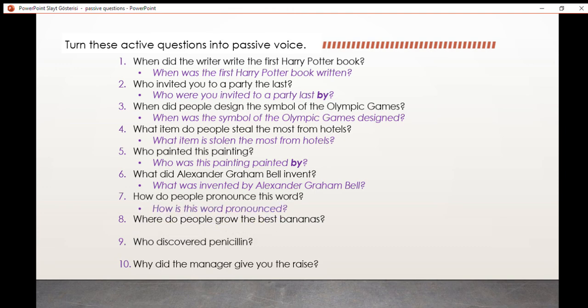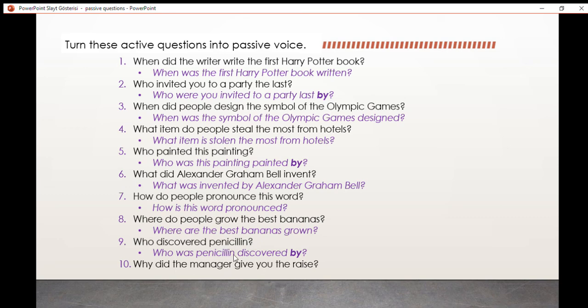Seventh one. How is this word pronounced? Where are the best bananas grown? Who was penicillin discovered by? Who by?